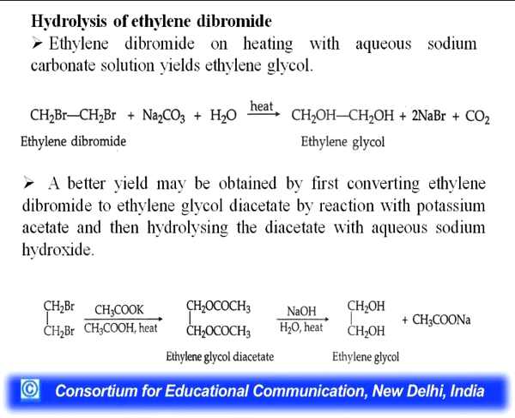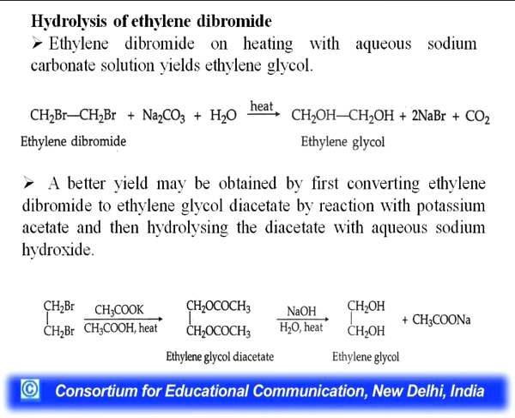Hydrolysis of ethylene dibromide is the next preparation for ethylene glycol. Ethylene dibromide on heating with aqueous sodium carbonate solution yields ethylene glycol. You can see the reaction in which ethylene dibromide reacts with sodium carbonate to give ethylene glycol along with sodium bromide and carbon dioxide.